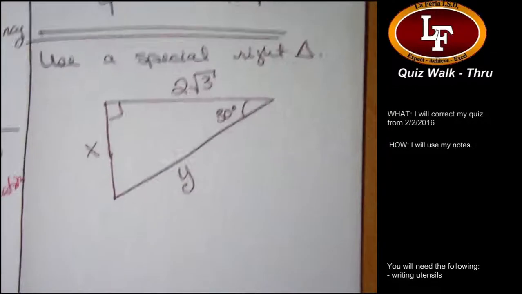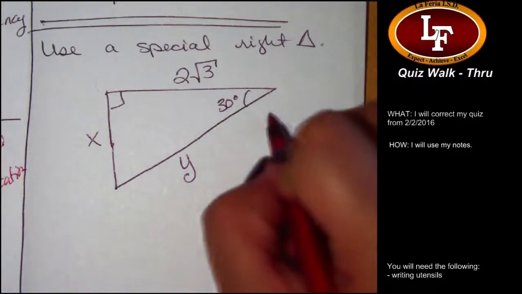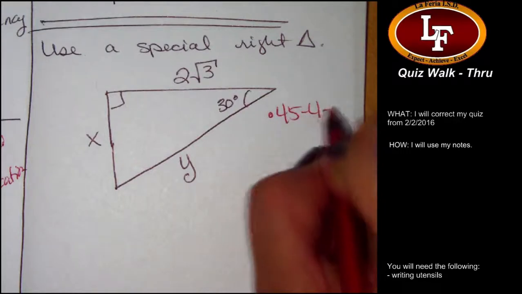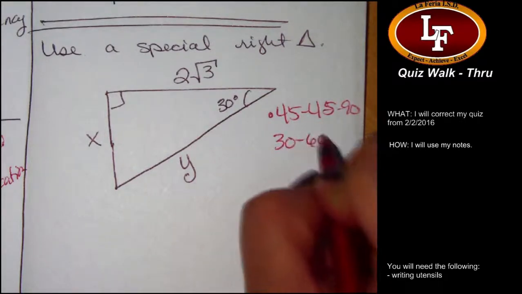All right. We want to use a special right triangle, and we want to use it to help us find the values of x and y. And we're asked to state which special right triangle we ended up using. If you go to your notes on the section with special right triangles, there are two of them. We have a 45, 45, 90 and a 30, 60, 90.